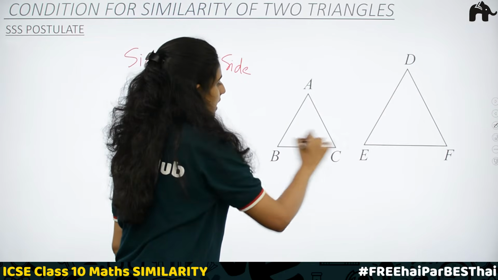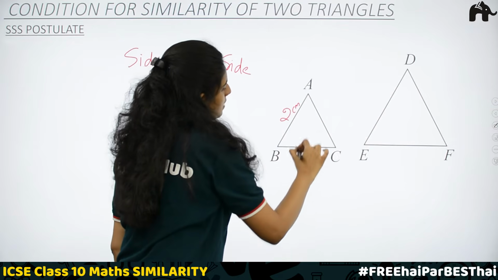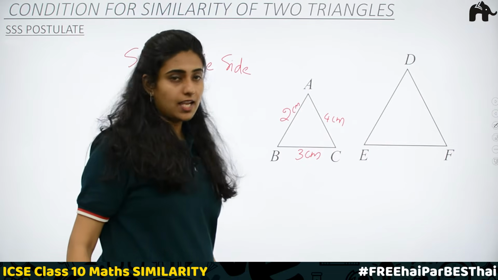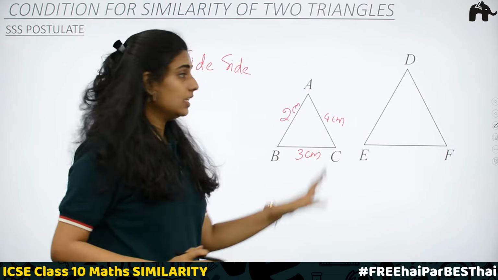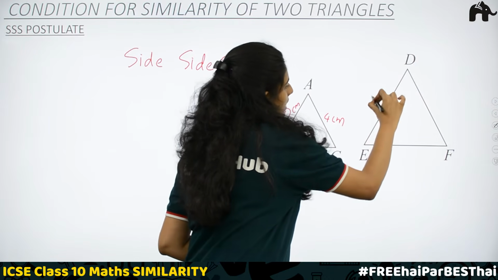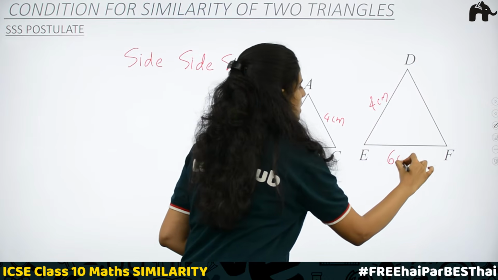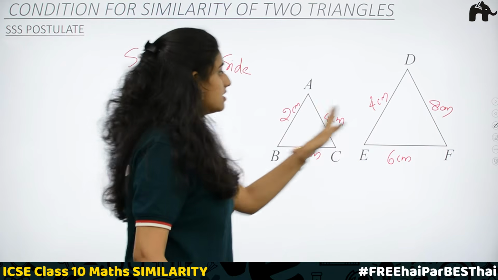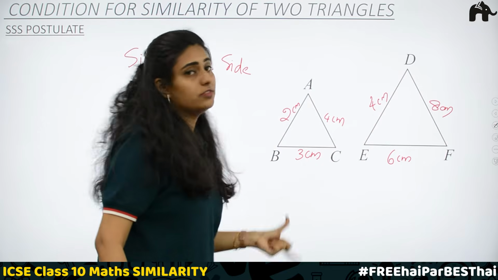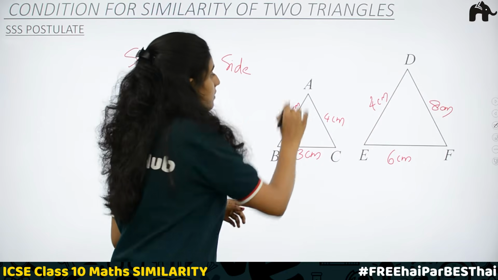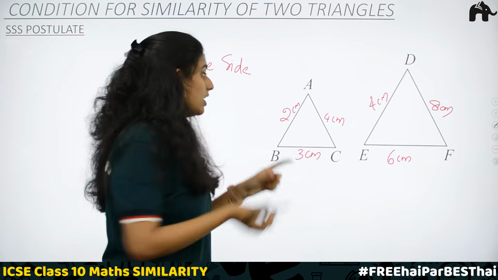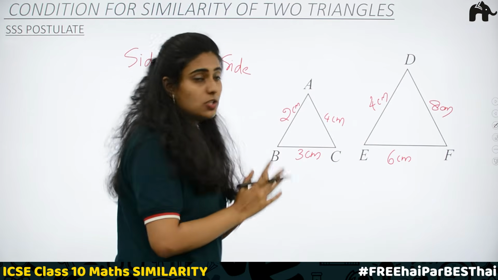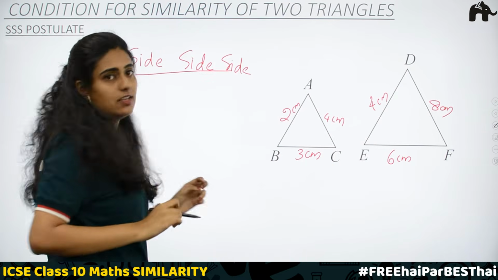Here I am taking triangle ABC of sides 2 cm, 3 cm and 4 cm. My bigger triangle, which is similar to ABC, is of length 4 cm, 6 cm and 8 cm. If these two triangles are similar, in that case, the ratio of their sides should be equal. Or if the ratio of their sides are equal, ratio of their corresponding sides are equal, then these two triangles are similar. Okay. So this is what using SSS criteria we can prove.